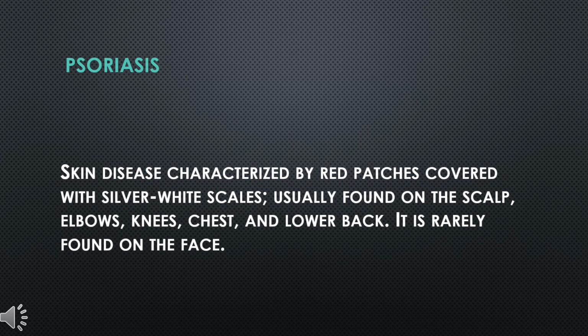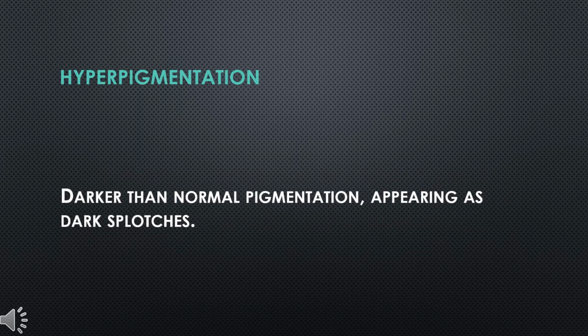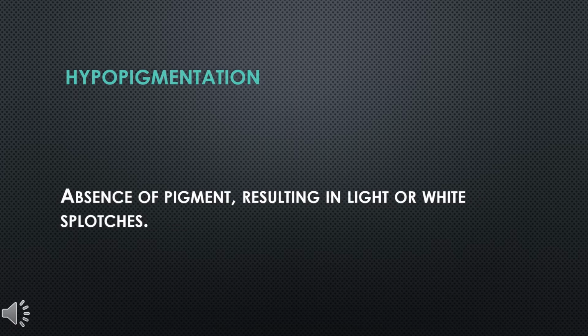Psoriasis. Skin disease characterized by red patches covered with silver-white scales, usually found on the scalp, elbows, knees, chest, and lower back. It is rarely found on the face. Hyperpigmentation. Darker than normal pigmentation, appearing as dark splotches. Hypopigmentation. Absence of pigment, resulting in light or white splotches.